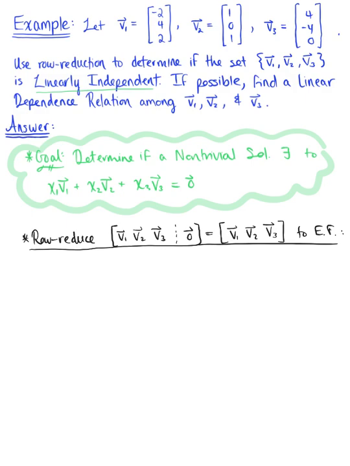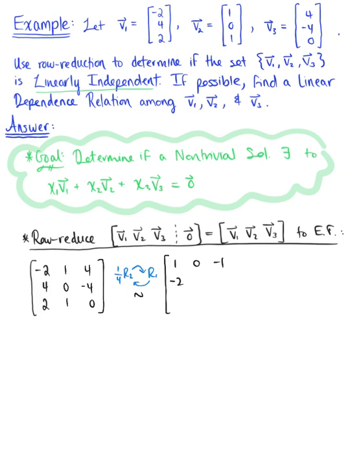So here we go. We have our augmented matrix. V sub 1 is -2, 4, 2. Our second column vector is v sub 2, 1, 0, 1. And last but not least, we have v sub 3, which is 4, -4, 0. Alrighty, so I would like to try to avoid fractions if we can. So what I'm going to do here to row reduce this is to take 1/4 of the second row, and I'll interchange that with the first row. And so this leaves us with the equivalent matrix, 1, 0, -1, -2, 1, 4, 2, 1, 0.